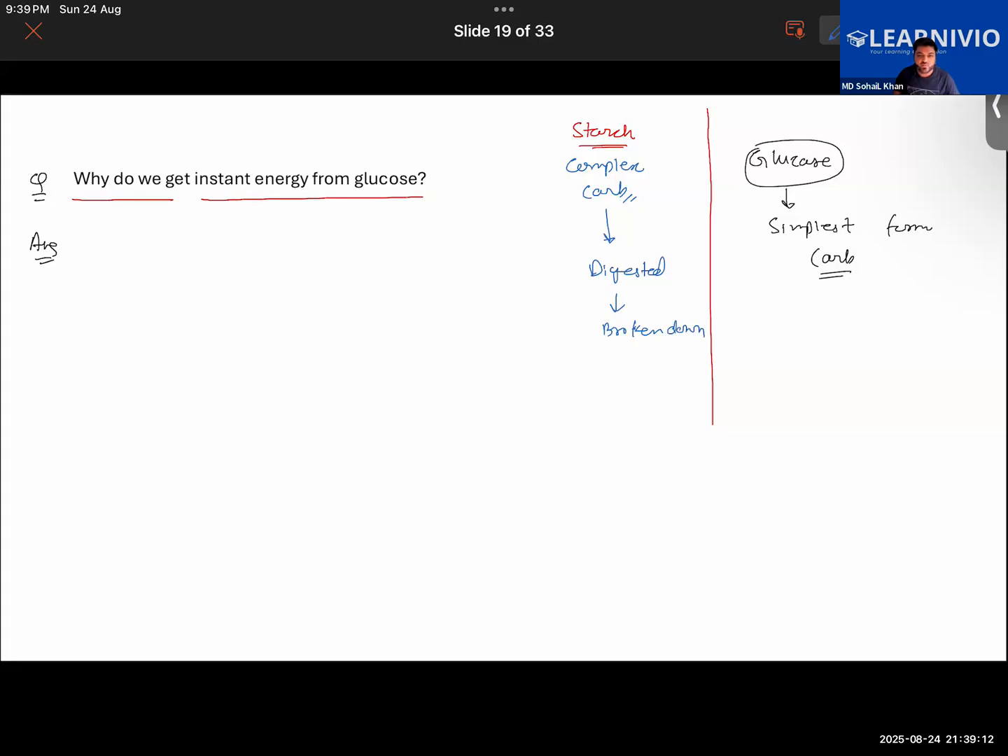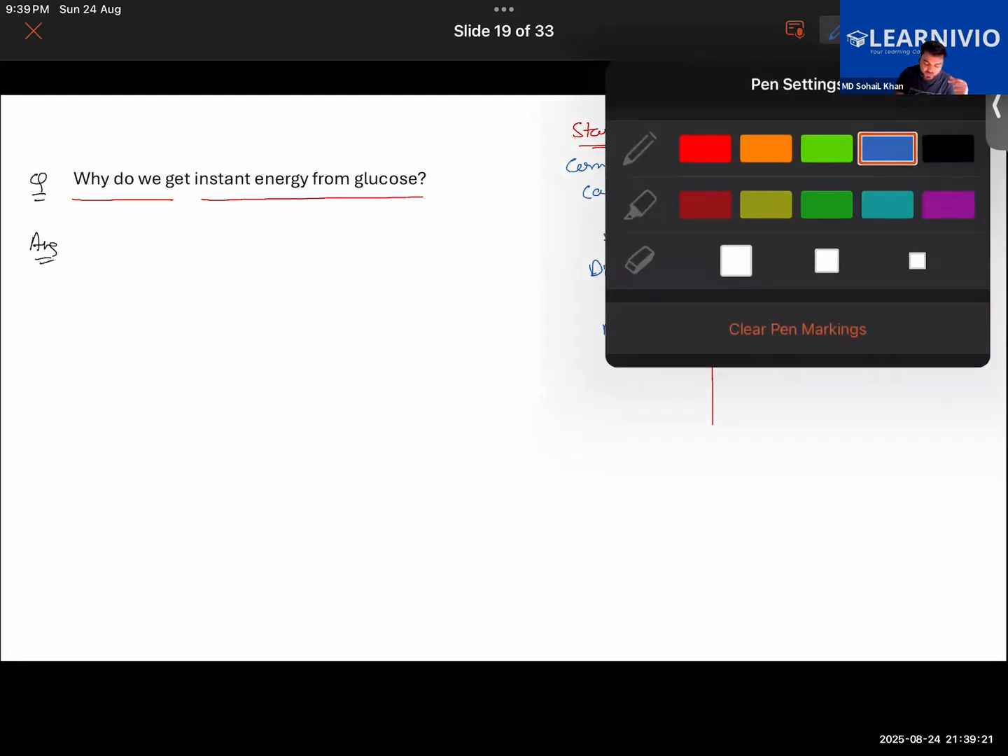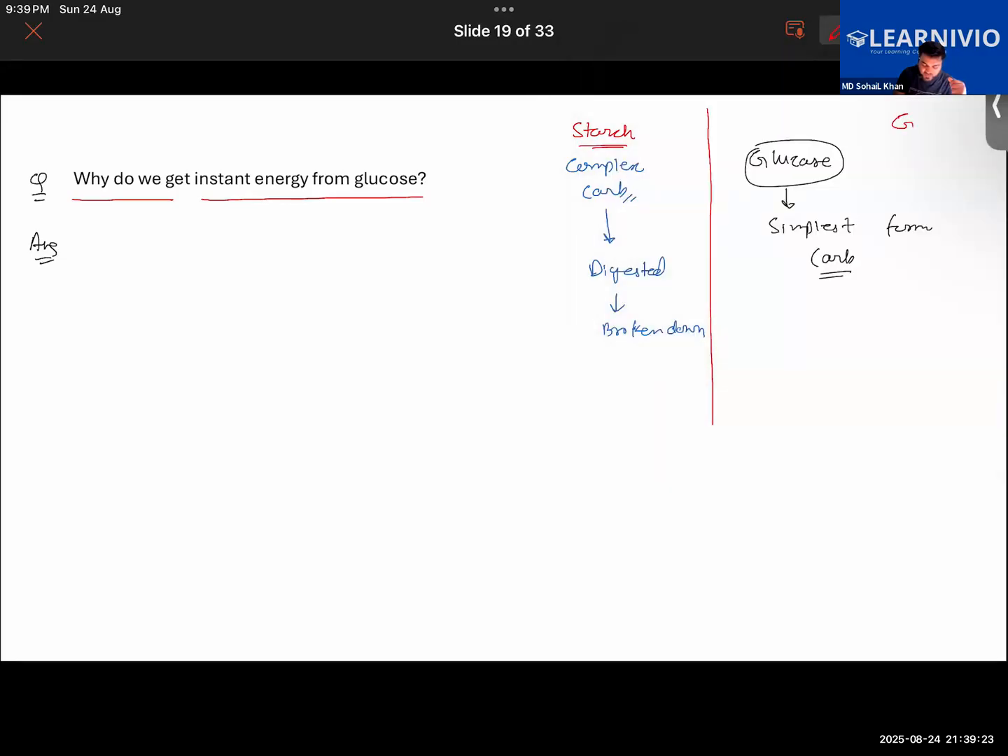So for example, if you eat a potato, you boil it, you're not going to get instant energy. On the other hand, you take one or two tablespoons of Glucon-D. You guys have heard about Glucon-D, right? You guys are from India, it's popular here. We can take banana also. Yeah, we can take banana as well. Fruits contain fructose, which is a type of sugar which we can consume. It also gives us instant energy.